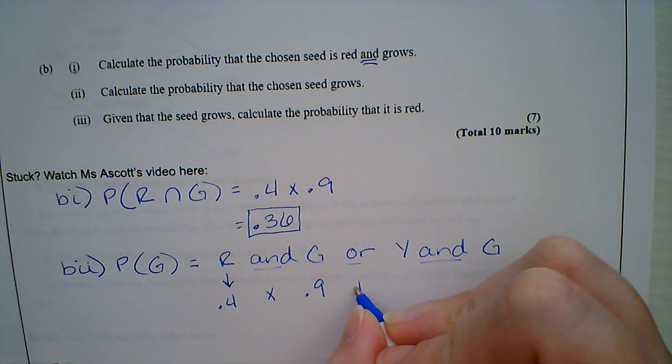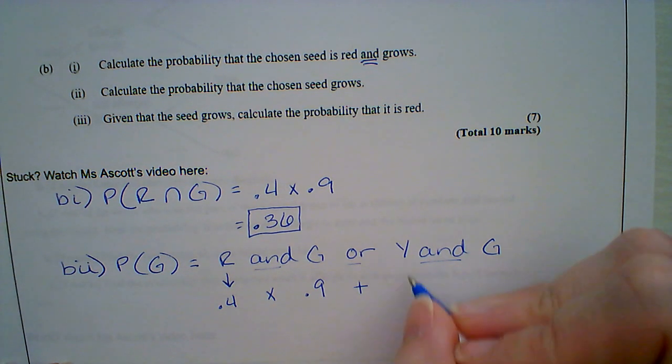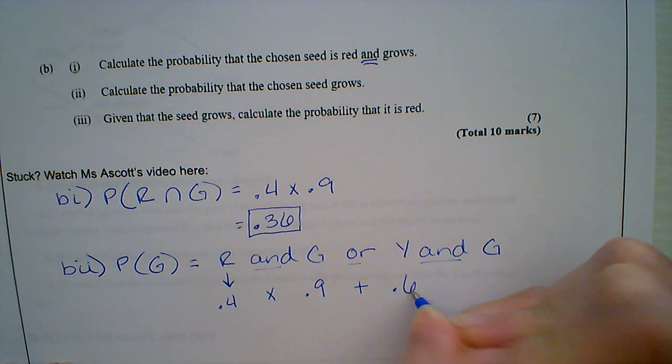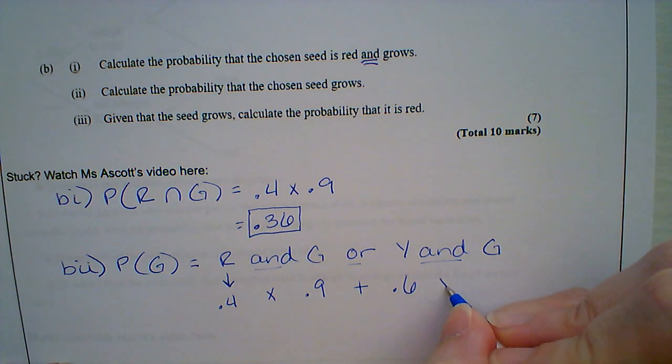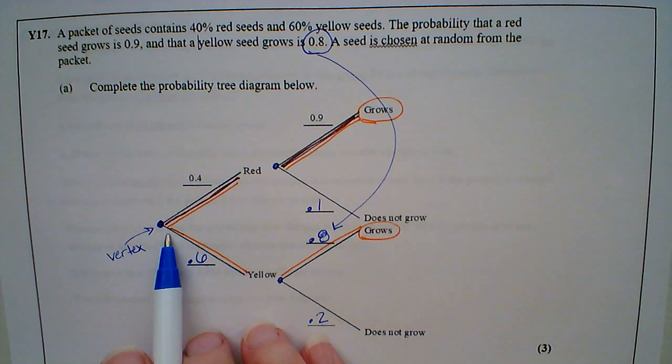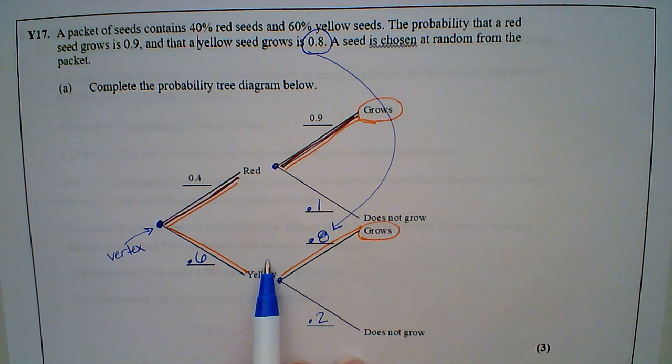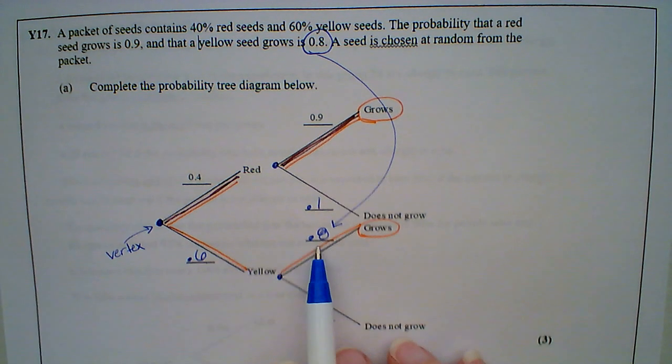Or, remember that means add. I can have a yellow seed. Well, the probability of a yellow seed is 0.6. And means multiply. And so I come down here. A yellow seed is 0.6. And grows is going to be 0.8.